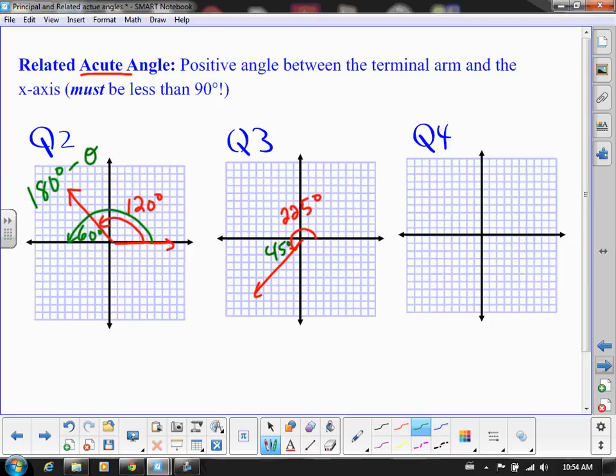And how did I come to that? Well, I had theta, which is the 225, minus 180. So that tells me what that particular angle is going to be.